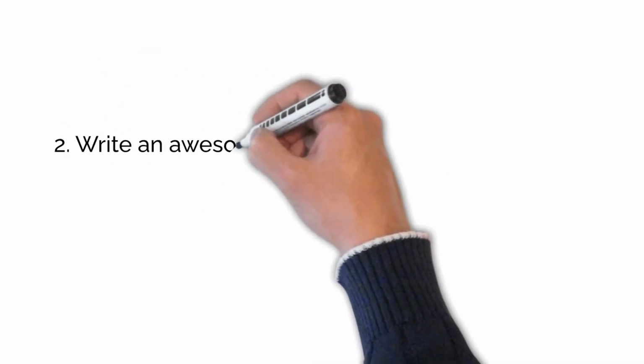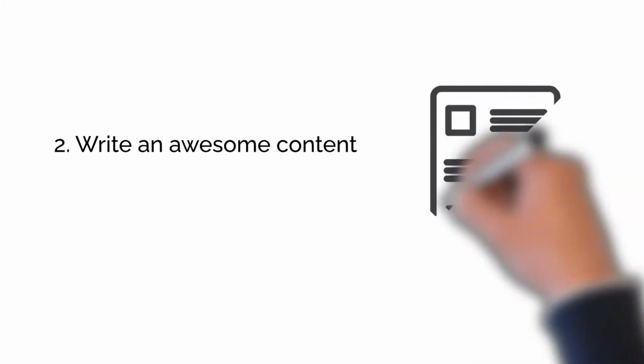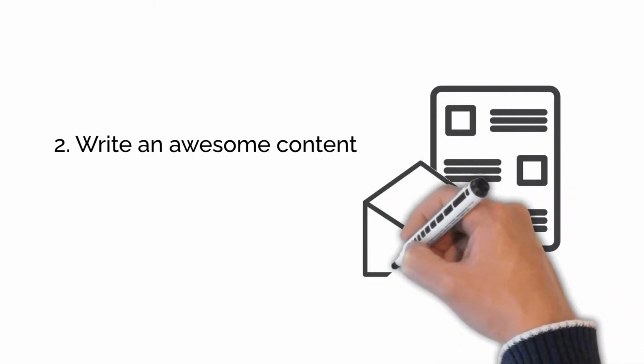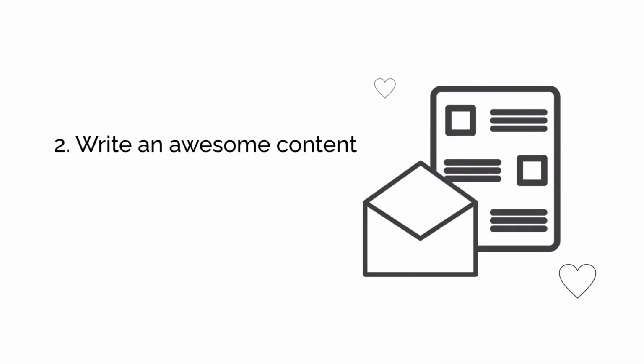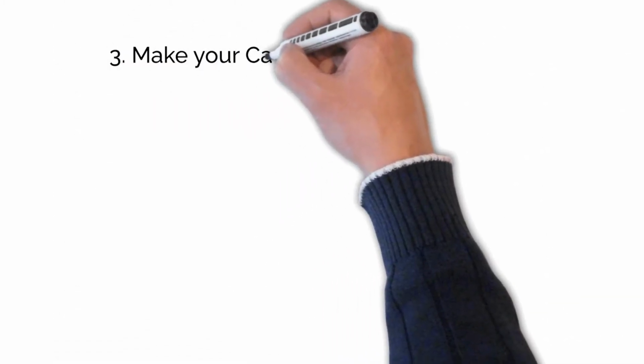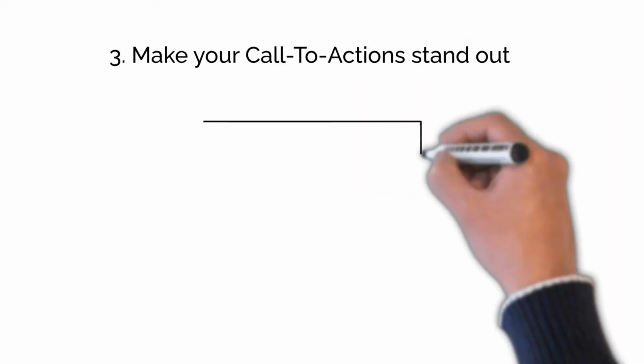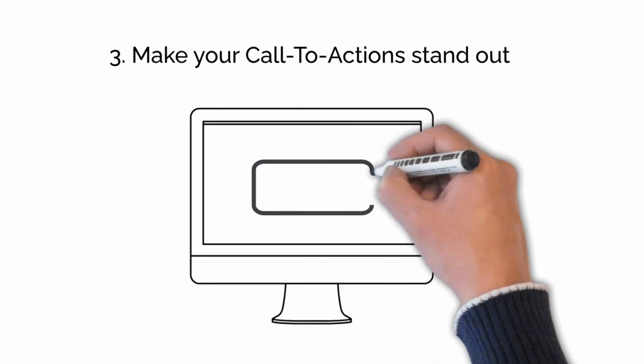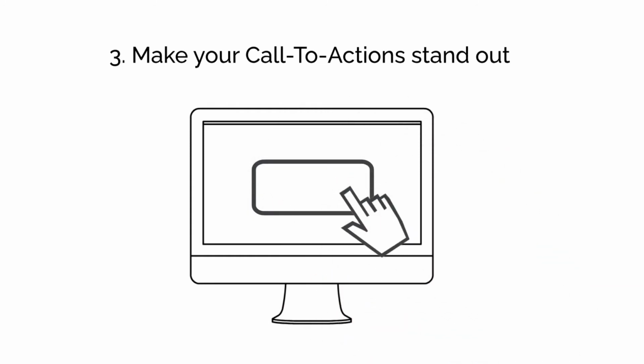Step 2. Write an awesome content. If your content is consistently interesting, people will always read your emails. Step 3. Make your call to action stand out. A well-designed call to actions in appropriate places will increase your click rate.